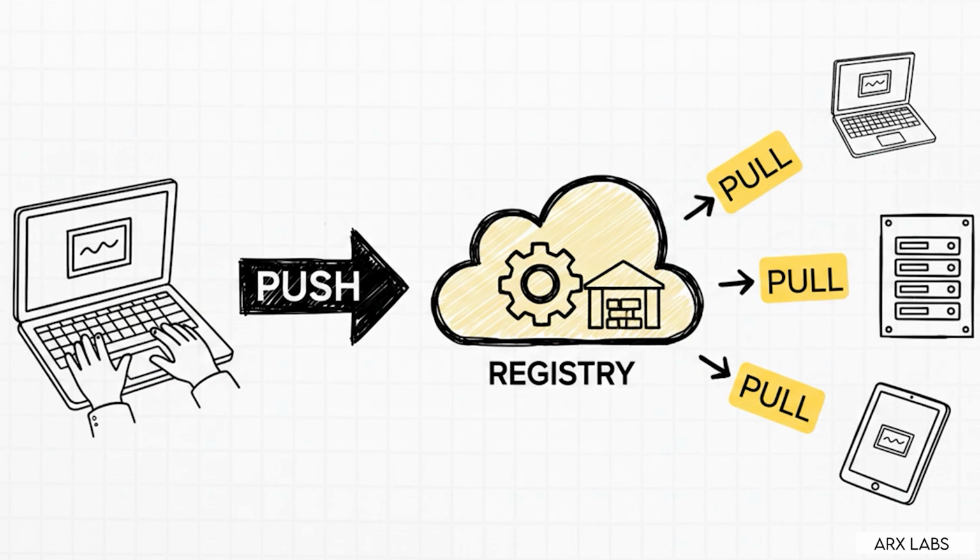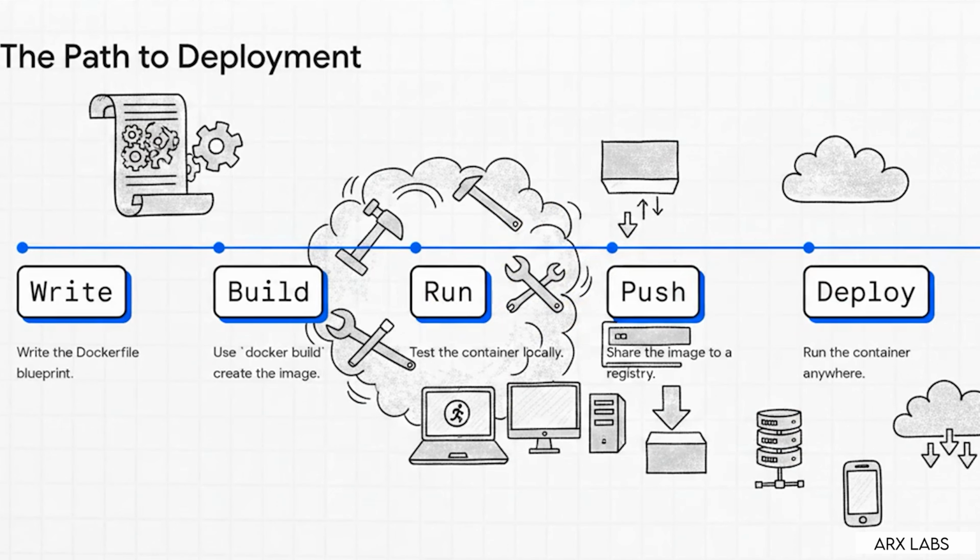Now, the beautiful thing is, this image we just built, it's not stuck on your computer. You can push it up to a container registry like Docker Hub, and from there, anyone on your team, anywhere in the world, can pull down that exact same image and run a perfect, identical copy of your application with just one command. So this is the entire journey from start to finish. You write the Dockerfile blueprint, you build the image, you run it to test it out on your own machine, you push that image to a shared registry, and then you can deploy it literally anywhere. It's a clean, repeatable, and reliable path from your keyboard to production.